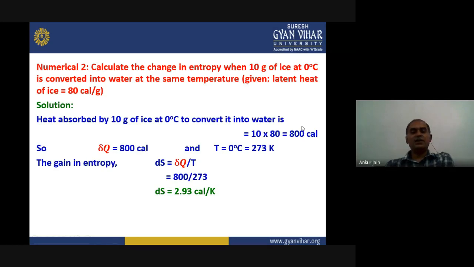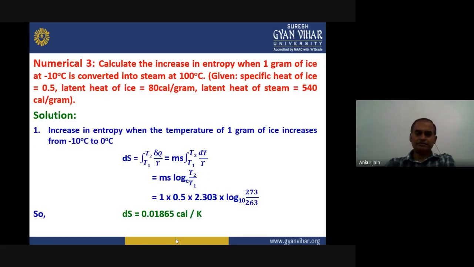Now we know the entropy change is given by delta Q upon T, and T here is 0 degree centigrade, that means 273 Kelvin. So the gain in entropy is dS equals delta Q upon T, that is 800 divided by 273, and the final value is 2.93 calorie per Kelvin. It is quite similar, the only difference was the slight difference of the temperature.